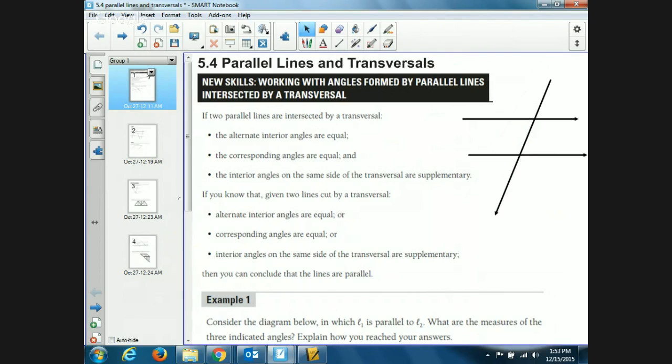Interior angles on the same side of a transversal are supplementary. Huh? That means interior angles inside on the same side. Angle A and angle B here will add up to 180 degrees, supplementary. Okay? You got to know the word. Likewise, on the other side, angle C and D here, they add up to 180 degrees as well.